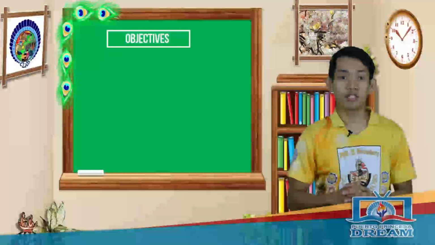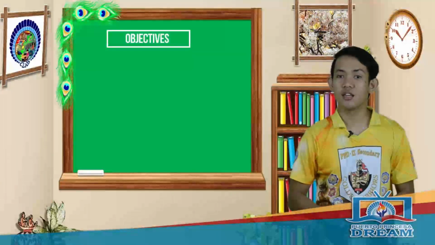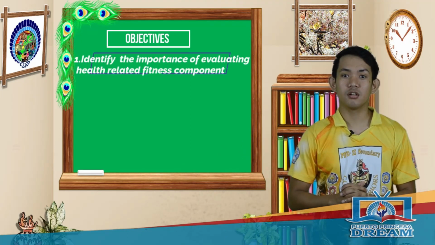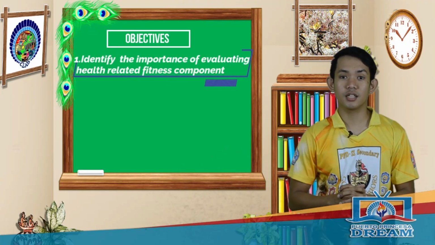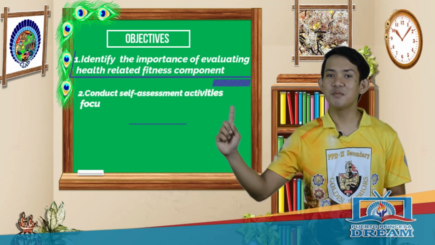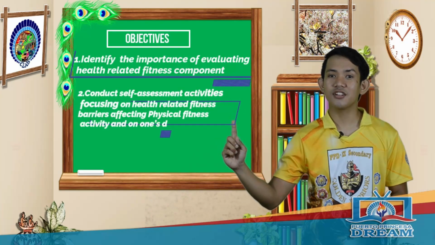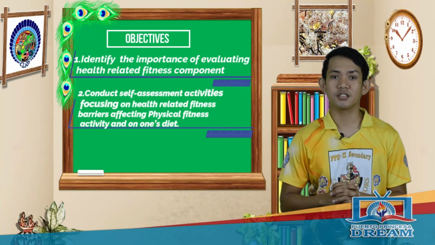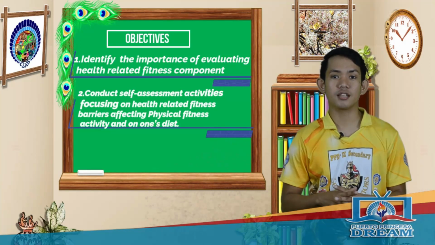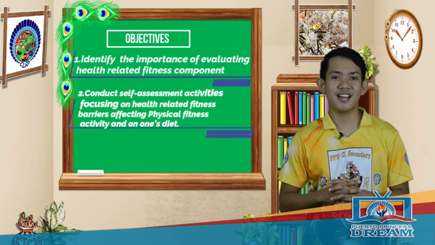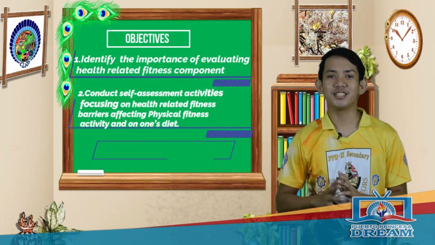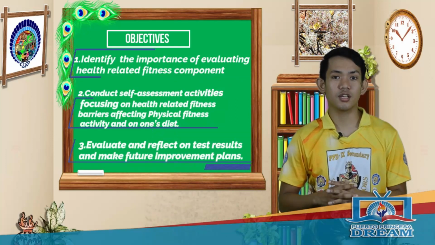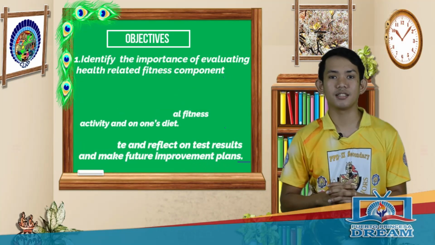The objectives for this lesson are the following. Number 1. Identify the importance of evaluating health-related fitness components. Number 2. Conduct self-assessment activities focusing on health-related fitness barriers affecting physical fitness activity and on one's diet. Number 3. Evaluate and reflect on test results and make future improvement plans.